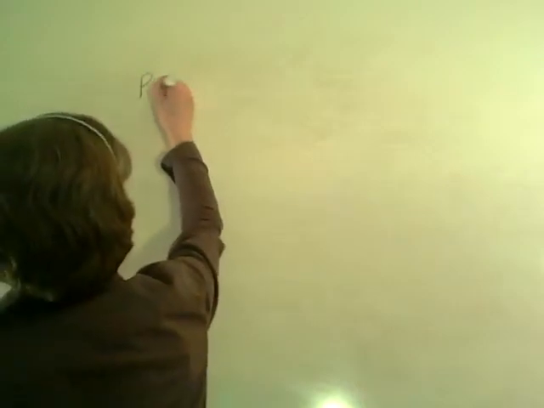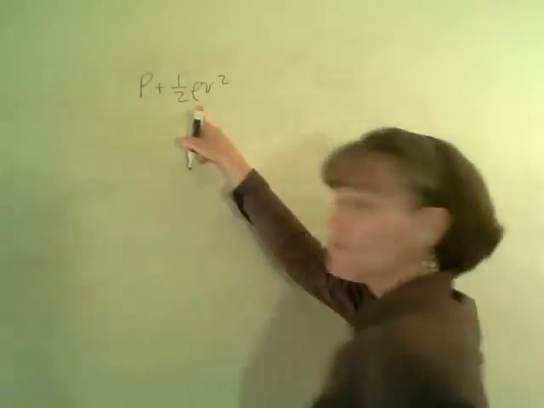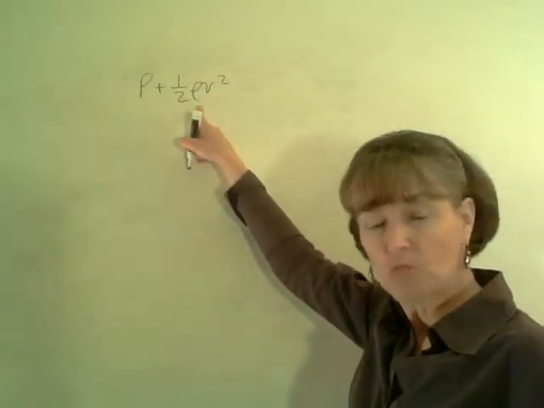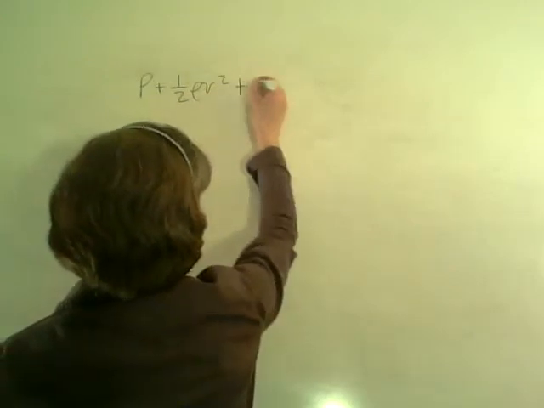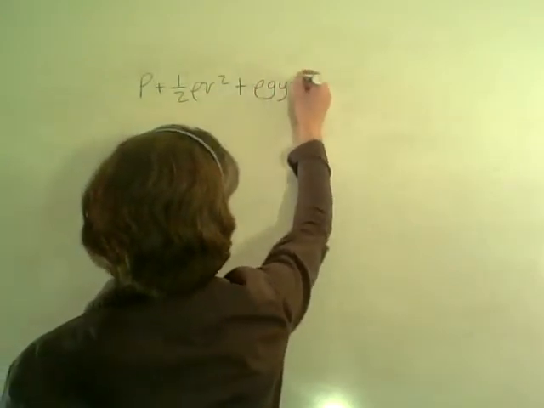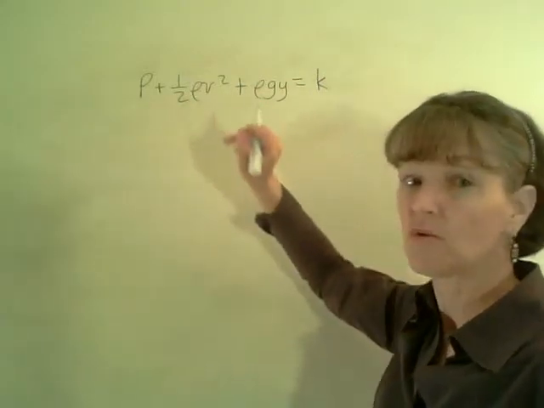All right, so here's our equation. P plus 1/2 rho v squared. Now, this is the Greek letter rho. It looks kind of like a small p, but it's really the Greek letter rho. Plus rho gy equals k. We're going to solve this equation for rho. Notice how it appears twice in the equation.